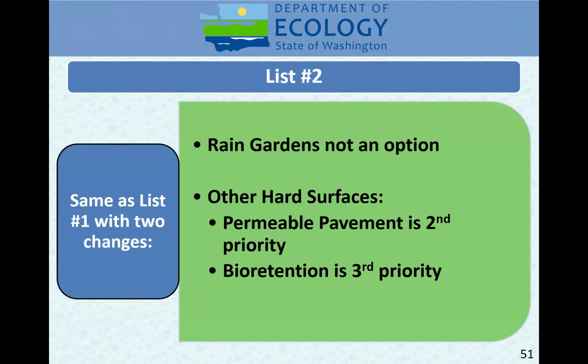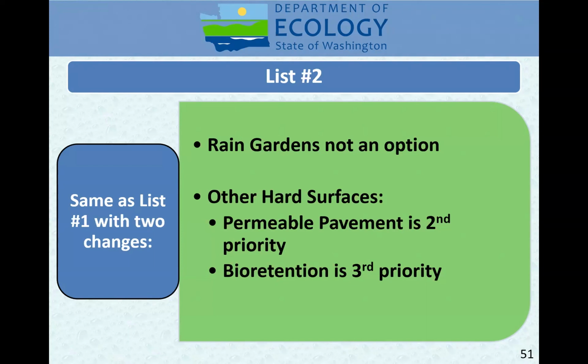And for other hard surfaces, we've changed it from a choice of permeable pavement or bioretention to you have to show that permeable pavement's infeasible before you can go to bioretention. Why do we do this? I can tell you, it's a good reason. Both of these involve infiltration. And the ratio between where the rain falls on permeable pavement and where it infiltrates is at worst 2-to-1. At best, it's going to be 1-to-1.